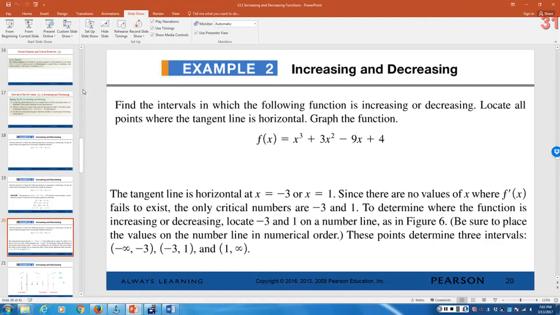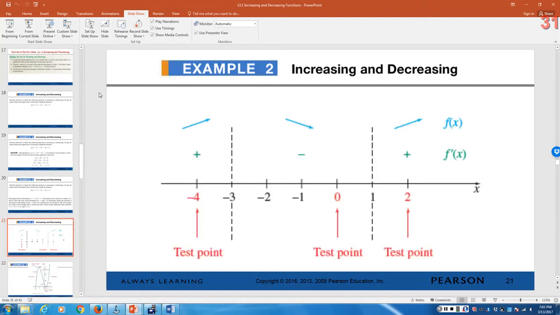So what we're going to do to determine when it's increasing and decreasing is we're going to draw a number line, and we're going to put those values on a number line, and then we're going to see is the function positive or negative in between. So here's what we do. And rather than just show you the picture, I'm going to come over here and actually show you the function.